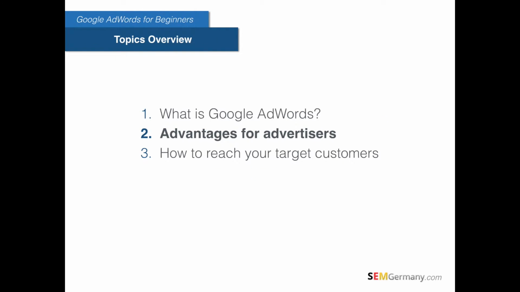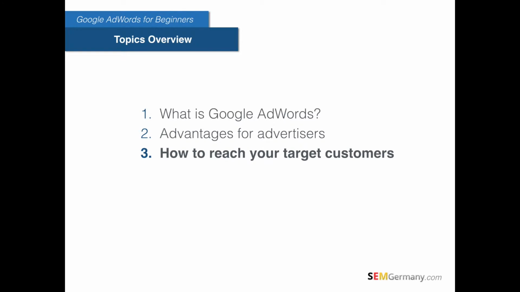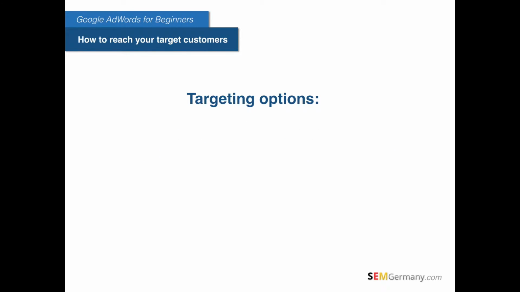An important question also is, what options are there to target the right audience? You've seen already that it's possible to narrow down and segment audiences, so you show your ad only to people who are interested in your business. And here I show you the most important targeting options. First of all, there is keyword targeting. So your ad is triggered because of a keyword someone types in, or in case of the display network, because a website is relevant to a specific keyword.